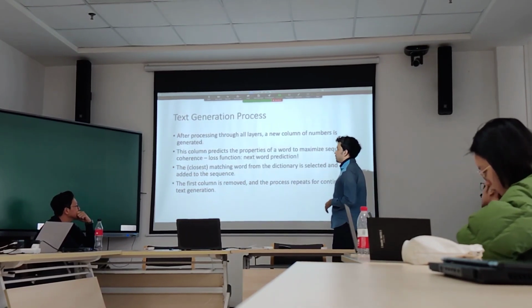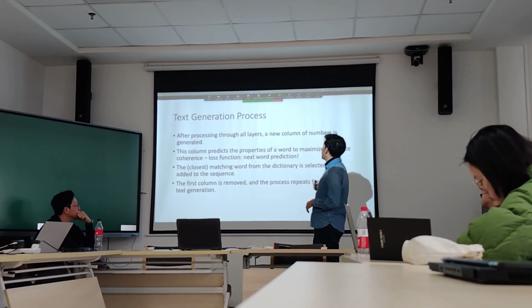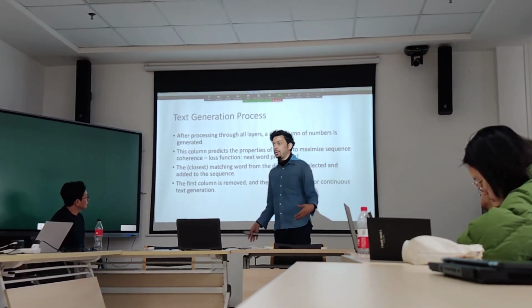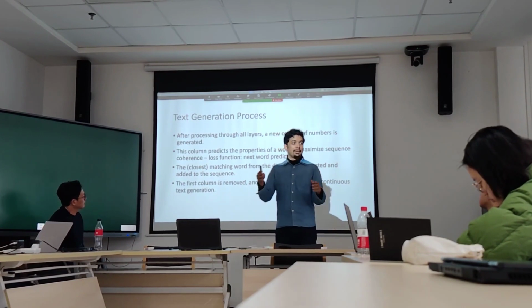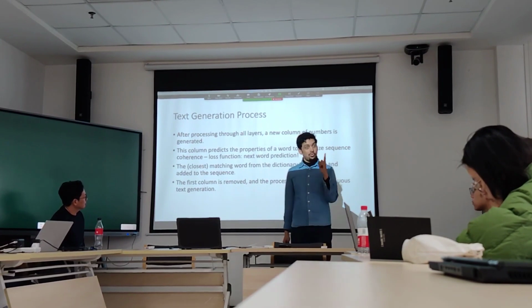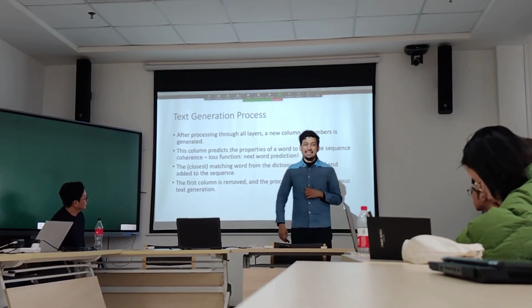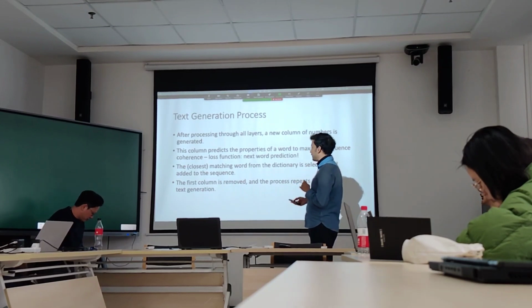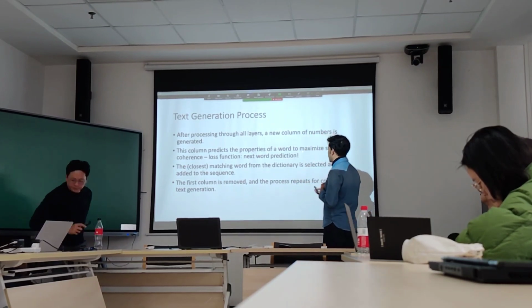Okay, so after processing through all layers, a new column of numbers is generated. That is in fact what this whole neural network is supposed to do. You feed in this context, and at the end of all this calculation, it gives you one column vector. That's all it does. It gives you one column vector. Using that column vector, you can predict the property.